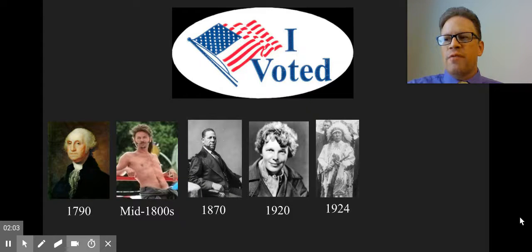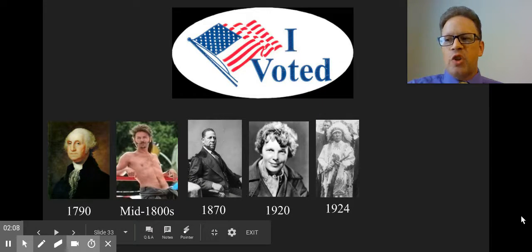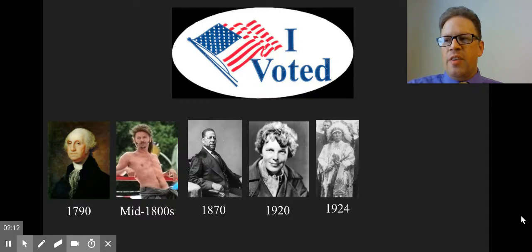Further limitations on voting were removed with the passage of the Indian Citizenship Act of 1924, and also the 23rd and 26th Amendments. The Indian Citizenship Act of 1924 officially gave Native Americans citizenship rights. Prior to this law, Native Americans were considered members of their own tribal governments and not American citizens. So in 1924, they officially got those citizenship rights also.